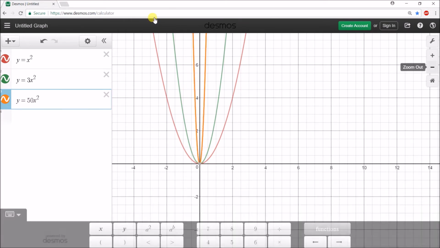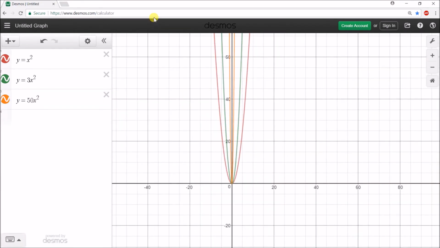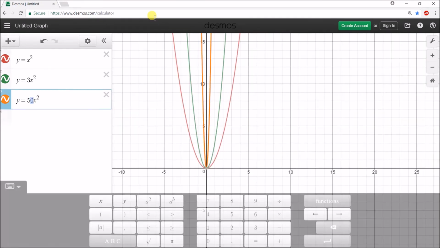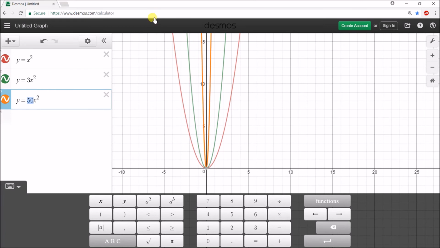Let me zoom out here a little bit. Let's zoom out, see? They're all parabolas still. So this number here, the number before the x, kind of makes it skinnier in a way because it goes up faster. Just think of it like this. Would you rather be paid this, or would you rather be paid this? Because this number goes up faster.